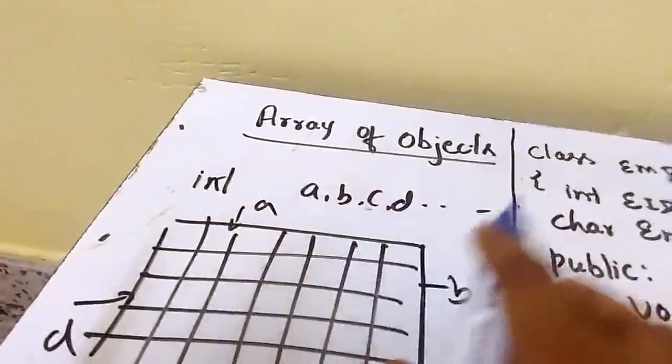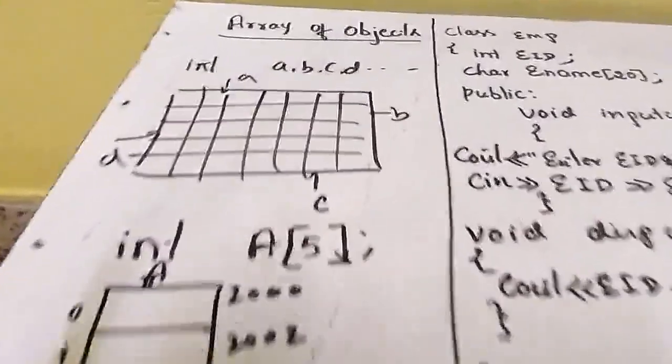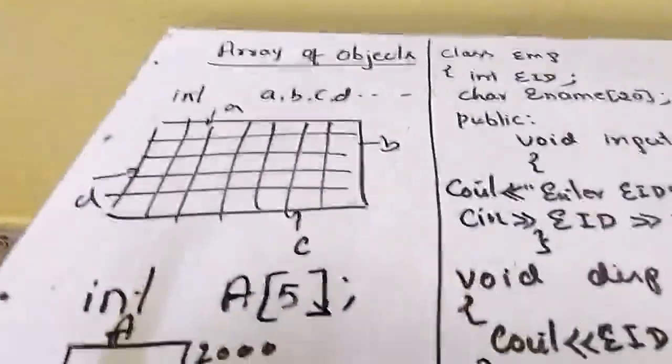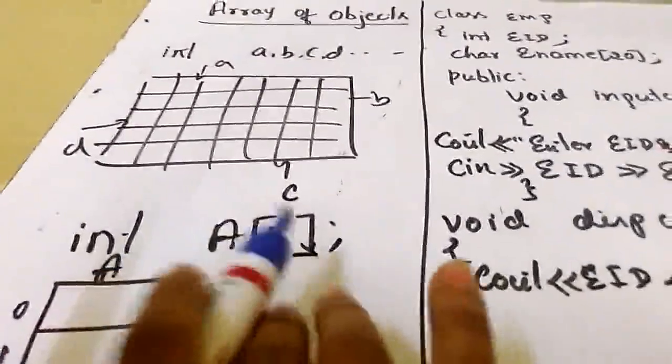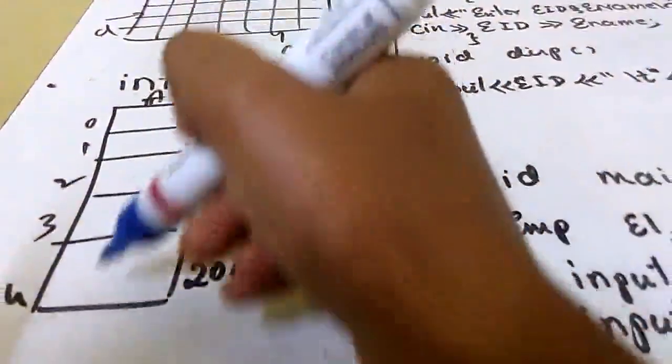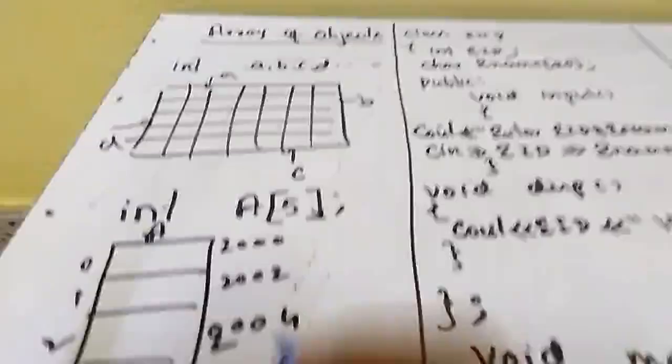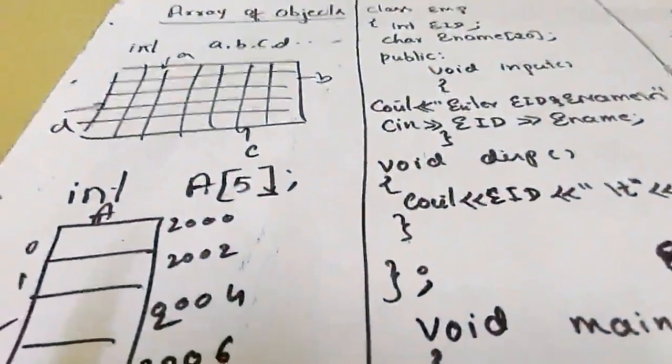Instead of having 10 different variables, you can go for array of integers. You want to store 10 integers or 5 integers. In this example, I have taken 5 integers. You can take int a of 5 so that there is a continuous memory allocation and every element is uniquely identified by its position. Okay.